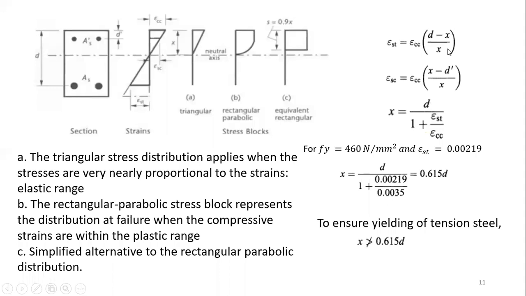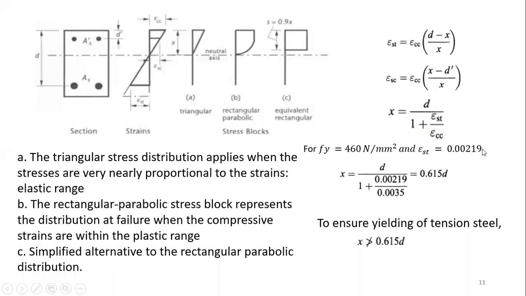If you make S the subject of the formula from this relationship, you have this value for determining the depth of the neutral axis. Like I mentioned to you the other time, the high yield strength of steel is 460 Newton per millimeter squared. At this point, the strain value is 0.0219.